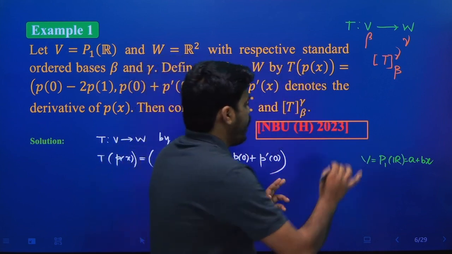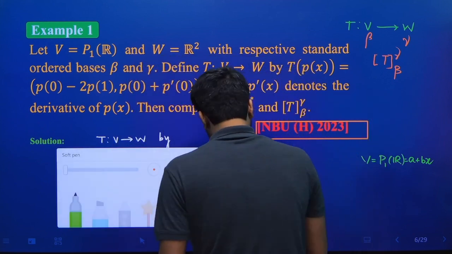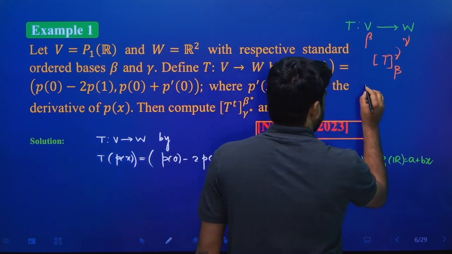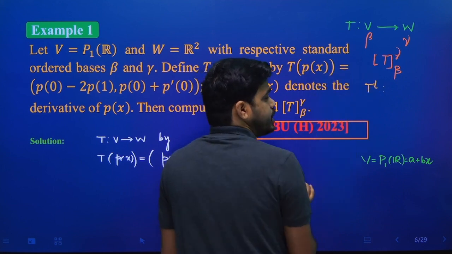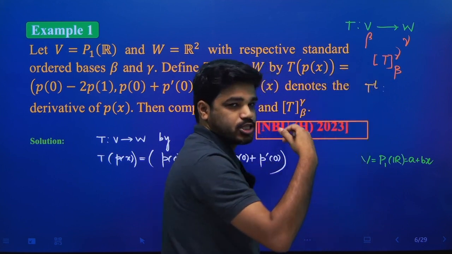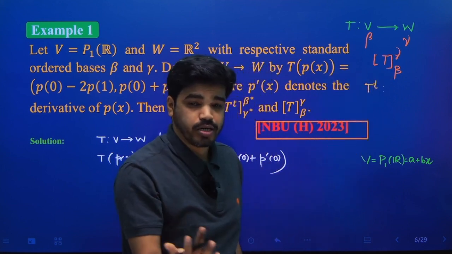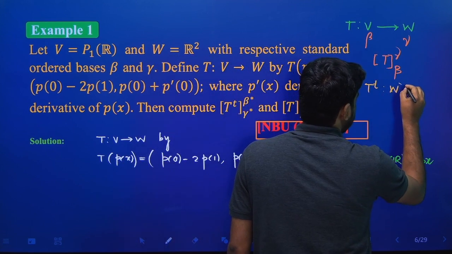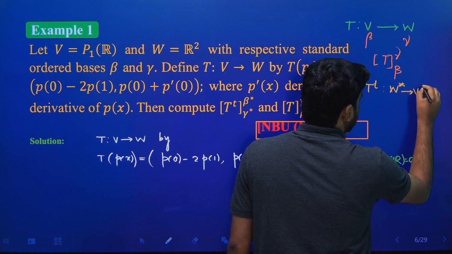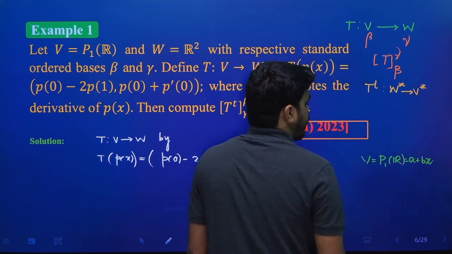Okay, and just see what will be T transpose, that is the adjoint or transpose of a linear mapping. Transpose of a linear mapping is also called the adjoint of a linear mapping. So T transpose will be W star to V star, right?